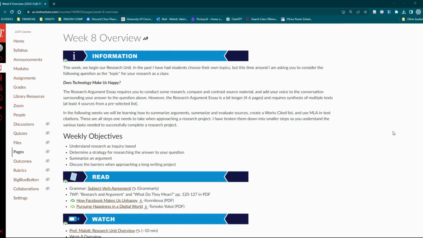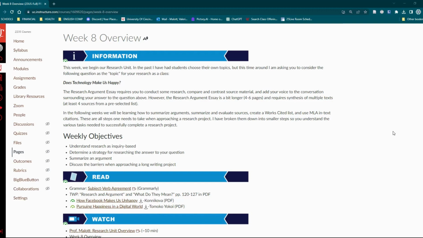just so you understand what we are going for in this final research paper. So in the following weeks, we're going to be learning how to summarize arguments, how to summarize and evaluate sources, how to create a works cited list, and how to use MLA in-text citations. These might all be things that you did in high school. If you have been in high school more recently, then you might be familiar with that. If it's been a few years or many years since you've gone to high school, perhaps you don't even remember writing any kind of research essay, and that's fine. I am going to take you by the hand and lead you on this research journey.